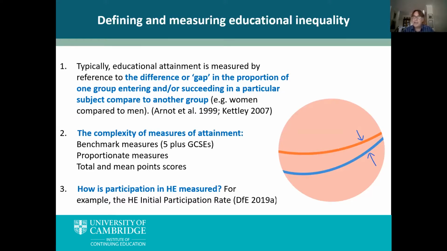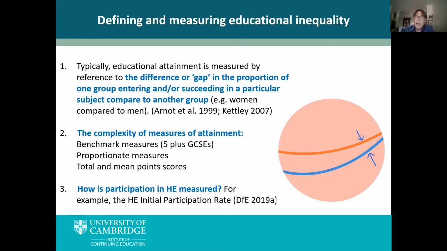The idea of educational gaps has been around since at least the 1960s, but they're simply a way of measuring the proportion of students who enter and do well in particular subjects, for example, GCSE maths or GCSE English. So a gap simply refers to the difference between two groups measured using a particular indicator.